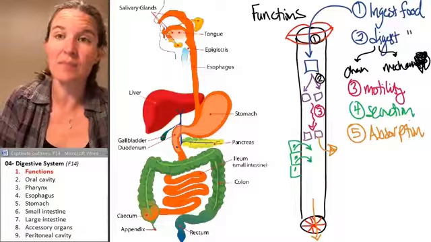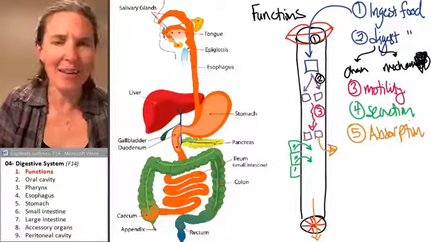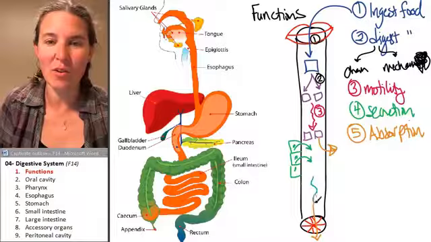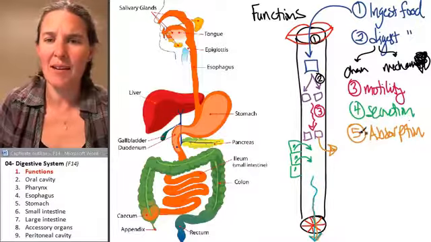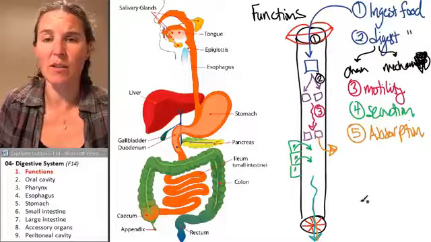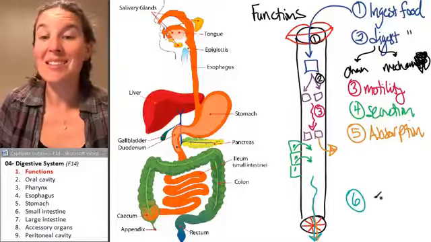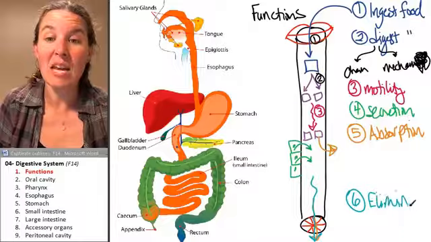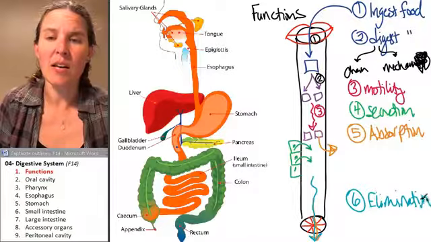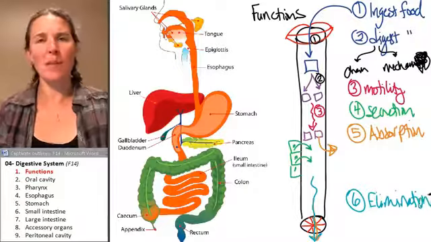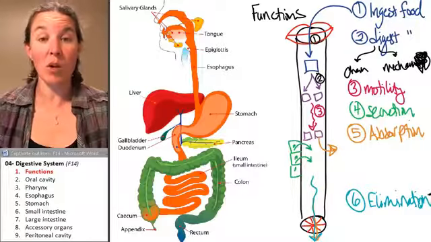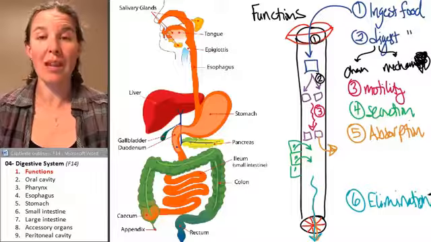That's handy. And then anything that's left over, the things that are left over. So we're going to take the little purple squares, and anything that's left, we're going to eliminate. Elimination. Interestingly, the way we eliminate stuff in the digestive system is by going poo-poo through the anus.